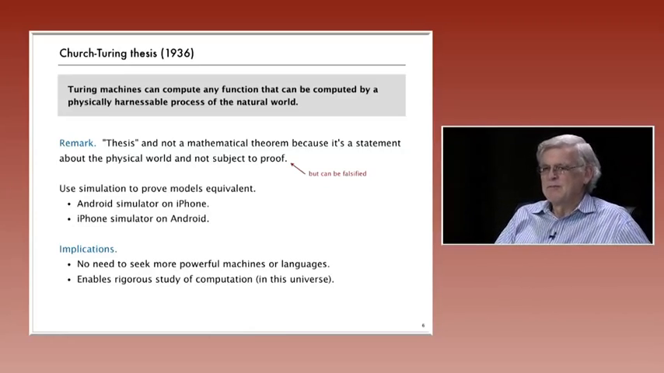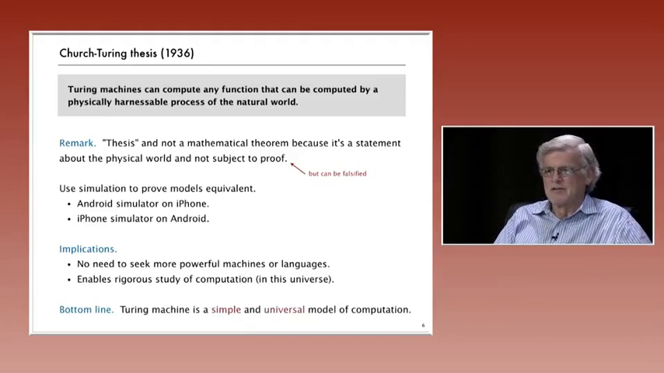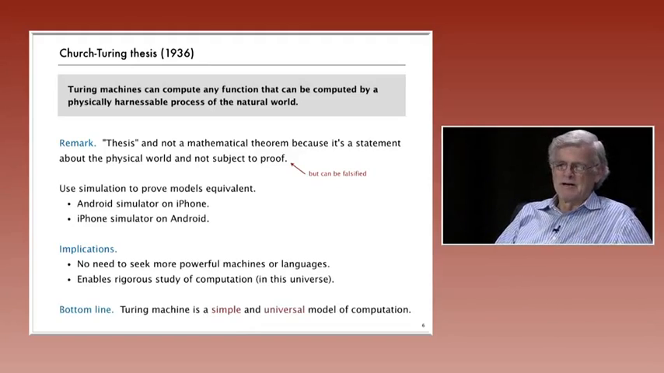So these had profound implications, and it's really amazing that Turing came up with this so long ago, really before computers came into use at all. And it means that we don't have to try to invent a more powerful machine or language. And it really enables a rigorous study of the computation that we can expect to do in the natural world. So that's the basis for the theory of computation, and it's related to the study of algorithms, because it gives us a simple and universal model of computation.